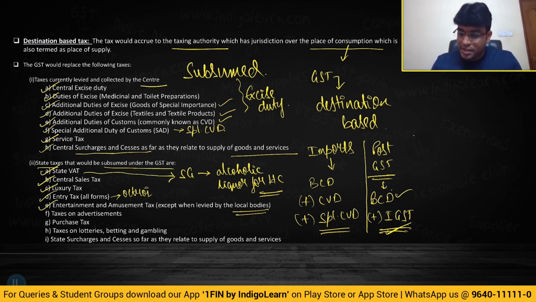Then taxes on what, guys? Advertisement. Taxes on advertisement, technical advertisement tax. Then purchase tax. Taxes on betting, gambling, lottery. Taxes on betting, gambling, lotteries. Very interesting and important. In fact, that is actually a good amount of revenue which is earned by state government. State government earlier used to collect money on this betting, gambling and lottery. But now we don't have any other special tax. We straight away have GST only.